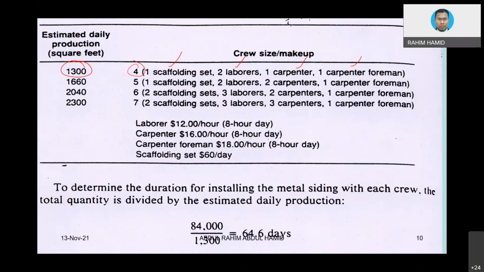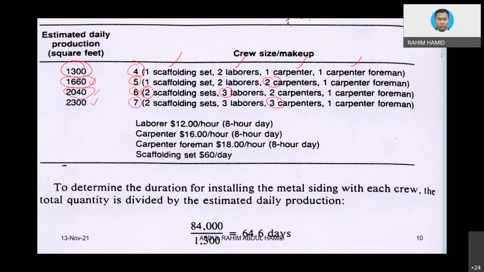Okay, then if we add one more carpenter, then basically we can boost the output. Then if we use 6, meaning we increase one more laborer, and then we add one more scaffolding set. Instead of using one, now you can see the production is being boosted much more. And then how about 7? 7 crew, scaffolding 2, we only increase 1 carpenter. And we can see the output capacity is being increased.